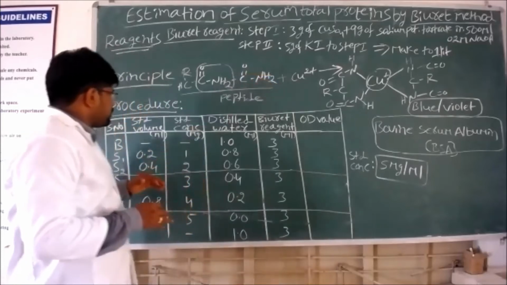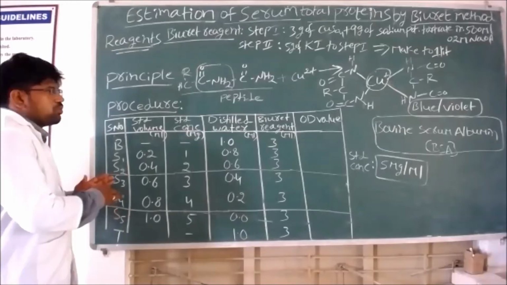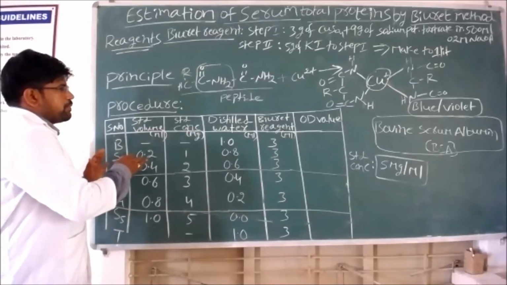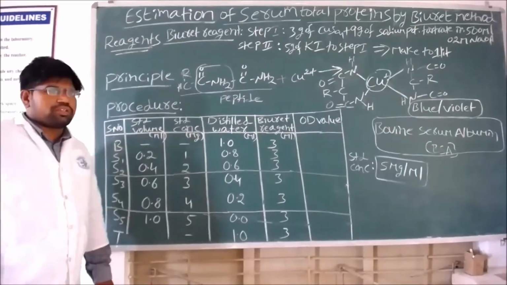Next, we'll go to the procedure of the experiment. It is very simple. You write the procedure in a small table with 6 columns. The first column will be the serial number or the name of the test.